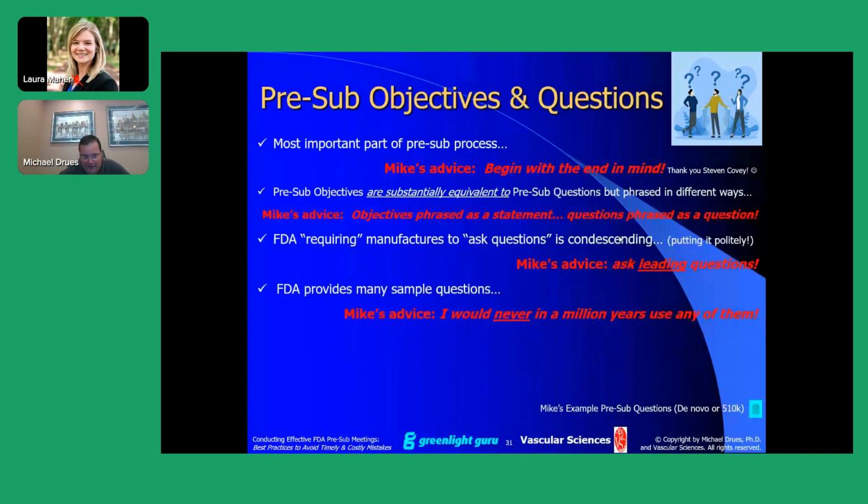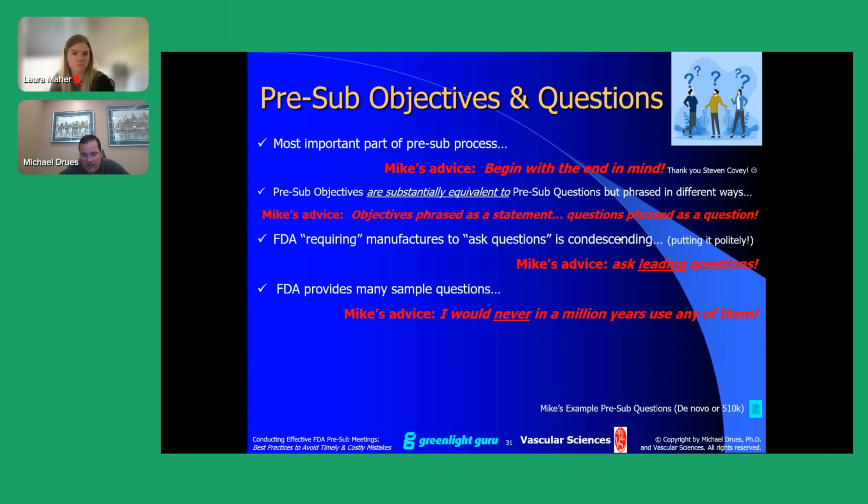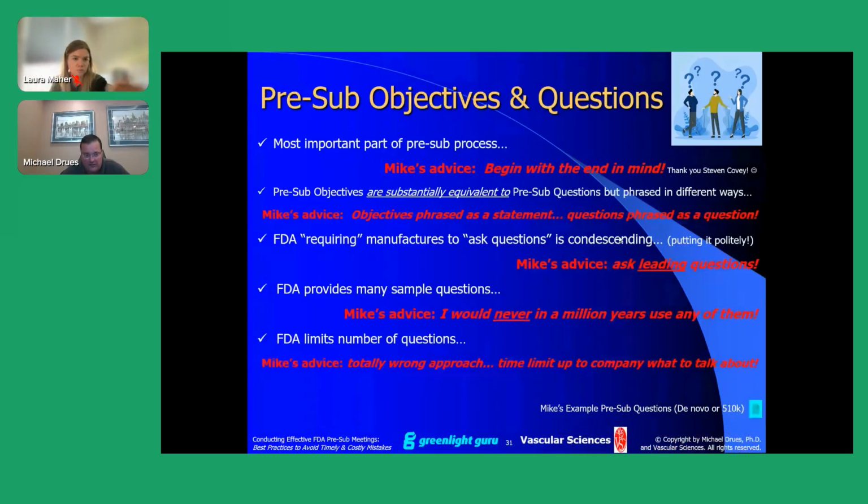As I said before, I would never use any of the questions that are in the guidance. This is not a criticism of FDA, because they're playing this on the other side of the table. I'm talking about how do you win the game? And recently, as some of you may have heard, FDA is now trying to limit the number of questions that go into a pre-sub. For a variety of reasons, I think that's totally the wrong approach. I had one pre-sub go in that had one question and 64 parts. So limiting the number of questions is totally the wrong approach.